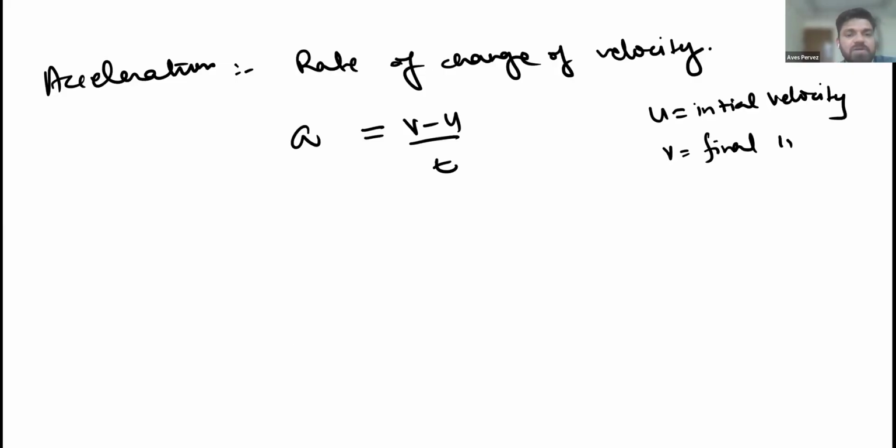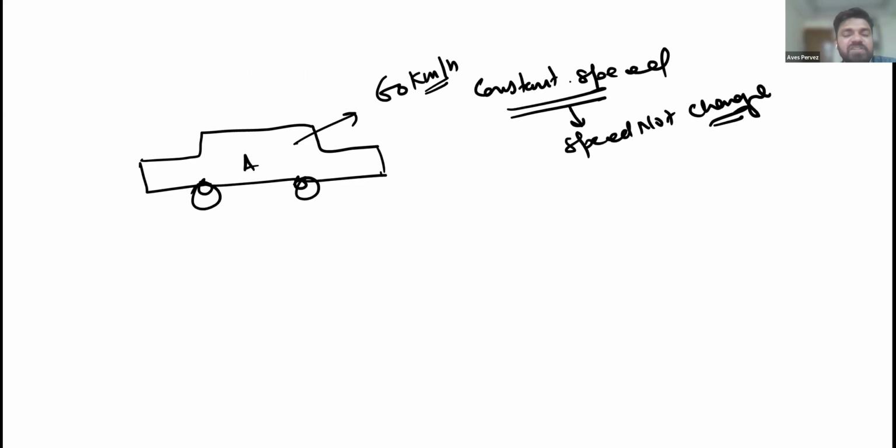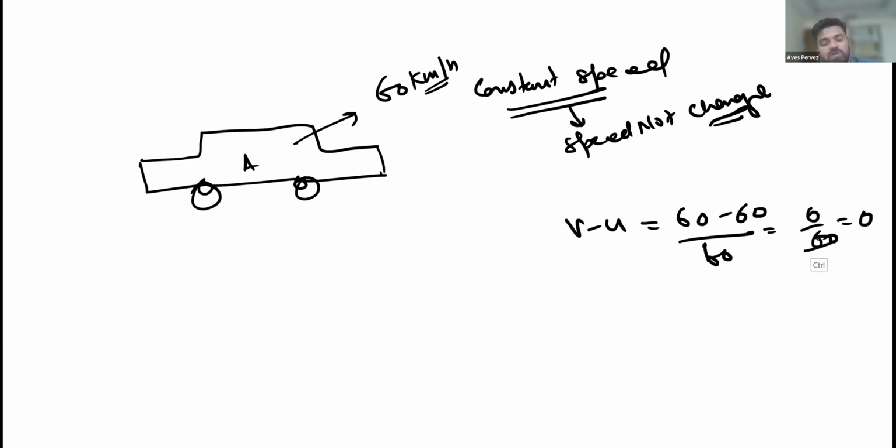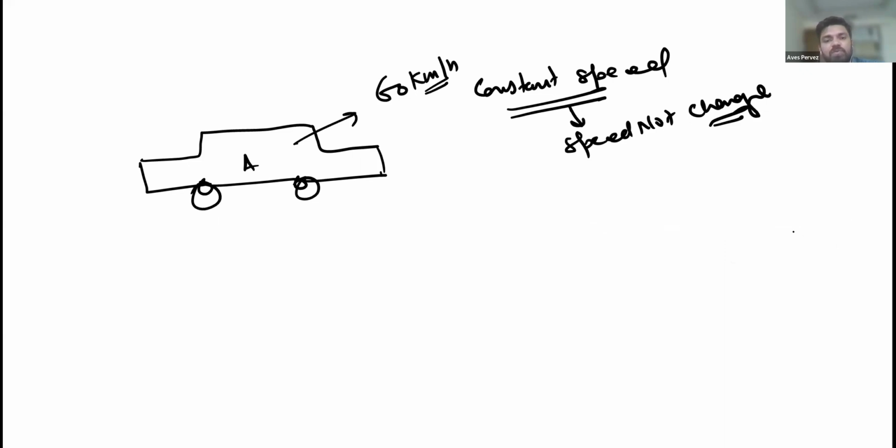Now, if an object is moving with constant speed, its initial and final velocity are the same. After some time, it is still moving at 60 km per hour. After 10 minutes, it is still 60 km per hour. After 1 hour, it is 60 km per hour. So the speed is not changing, and the value of v minus u will be 0, because initial and final velocity are the same, 60 minus 60. It is 0 upon 1 hour or 60 minutes or whatever time you take; that is 0. So the acceleration is 0.